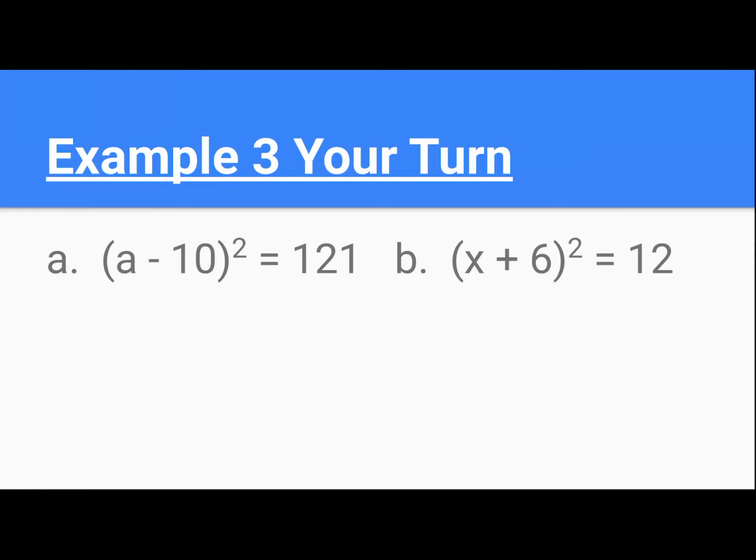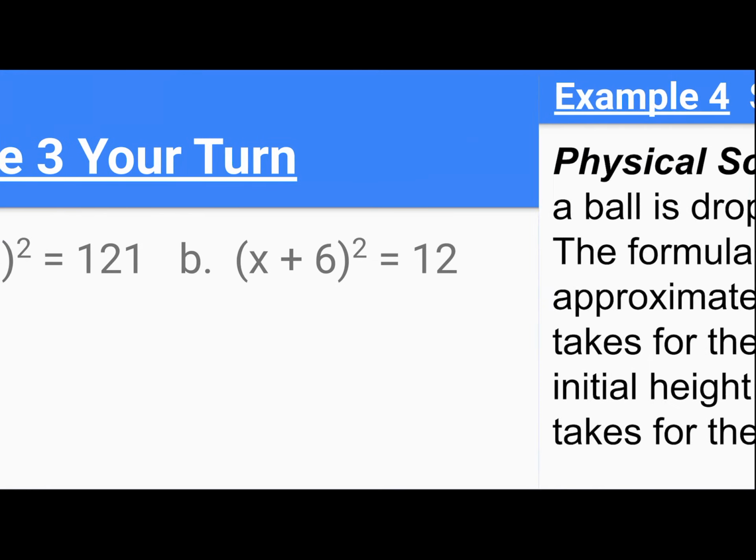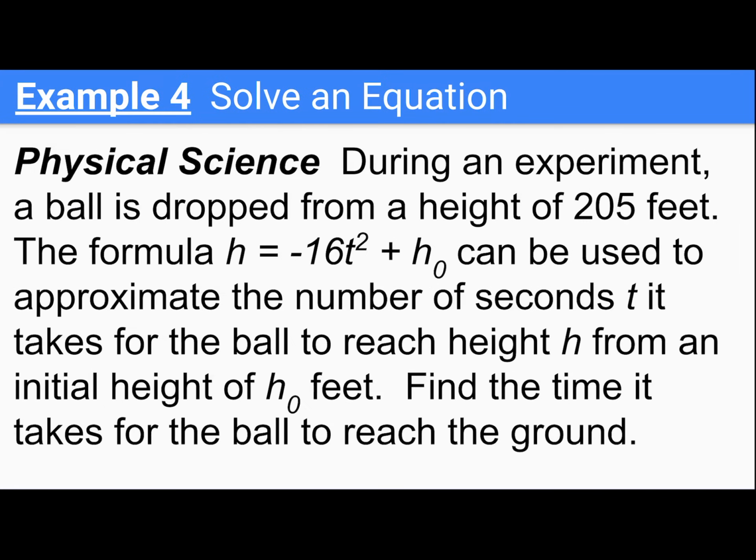Alright, last example. Solve an equation. Physical science. During an experiment, a ball is dropped from a height of 205 feet. The formula h equals negative 16t squared plus h naught can be used to approximate the number of seconds t it takes for the ball to reach height h from an initial height of h naught feet. Find the time it takes for the ball to reach the ground. This is a formula that you will see when you get into physics. The h with a subscript of 0, we call that h naught.